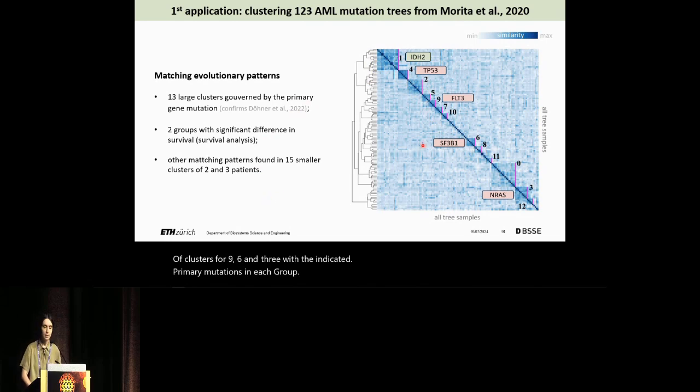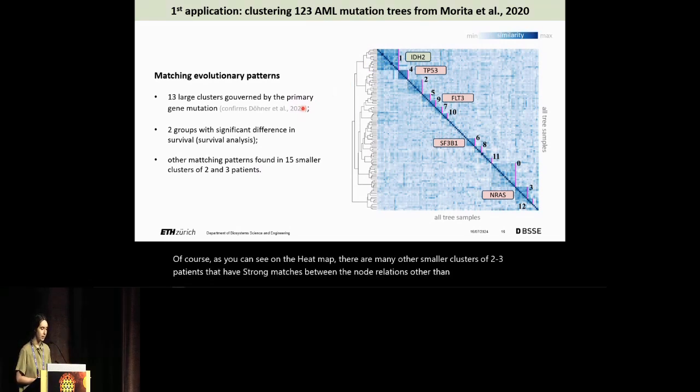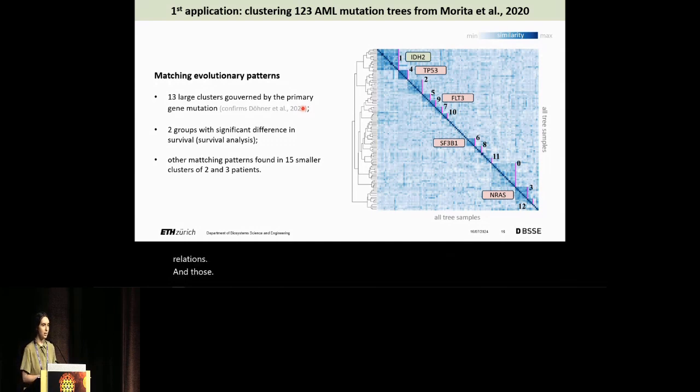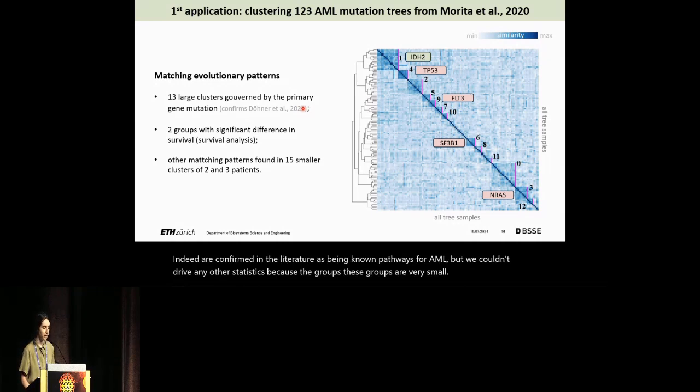Of course, as you can see on the heat map, there are many other smaller clusters of 2-3 patients that have strong matches between the node relations, other than the root-child relations. And those matches indeed are confirmed in the literature as being known pathways for AML, but we couldn't derive any other statistics because these groups are very small in this cohort.